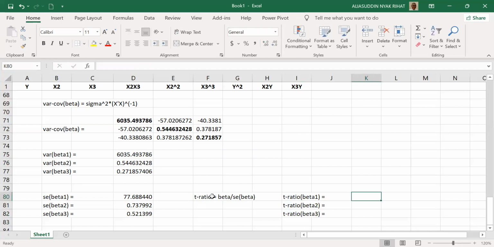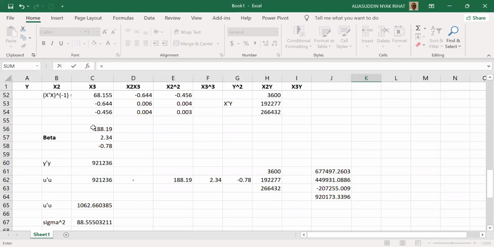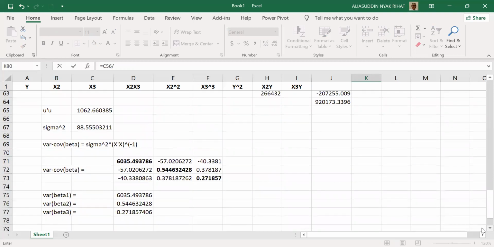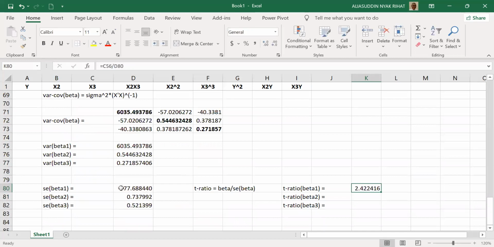This means here we calculate from beta. Okay, we have beta here. This one is the standard error of beta. Okay, we have standard error beta here. Okay, we can copy here. This one is the T ratio for all of the betas. Okay. Now the ratio, we have beta, we have everything here.